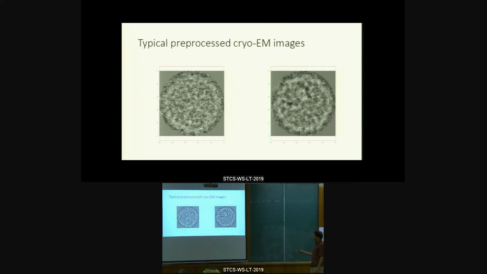So here are two images. These are actual images from a virus called HK97, which attacks Escherichia coli. These pictures are obtained from Peter Doerschuk at Cornell.